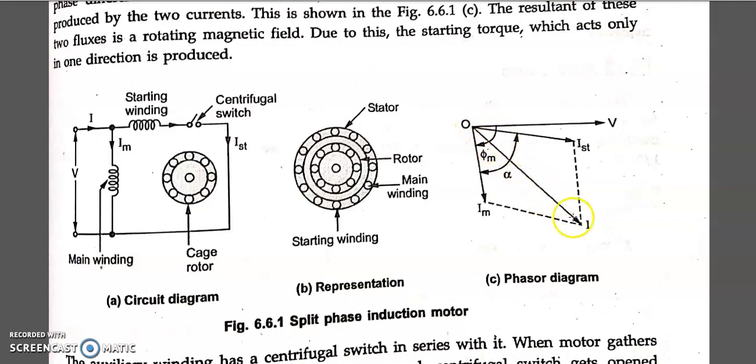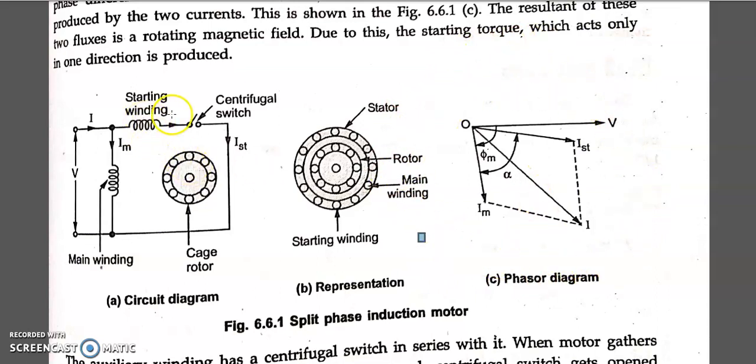This I, whatever you are seeing, will rotate in the clockwise direction like this. This flux I am showing is rotating clockwise. This is the rotating magnetic field created in the stator, and this causes the rotor to rotate. It may be anti-clockwise also, depending upon how the main winding and starting winding are connected. This is how the pulsating field is converted into a rotating one.